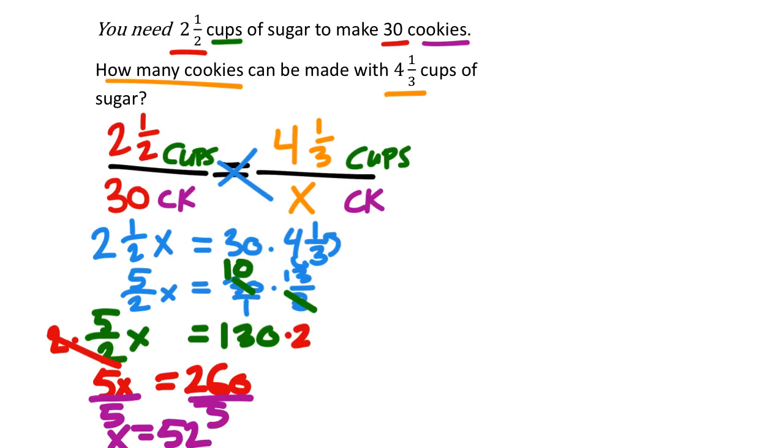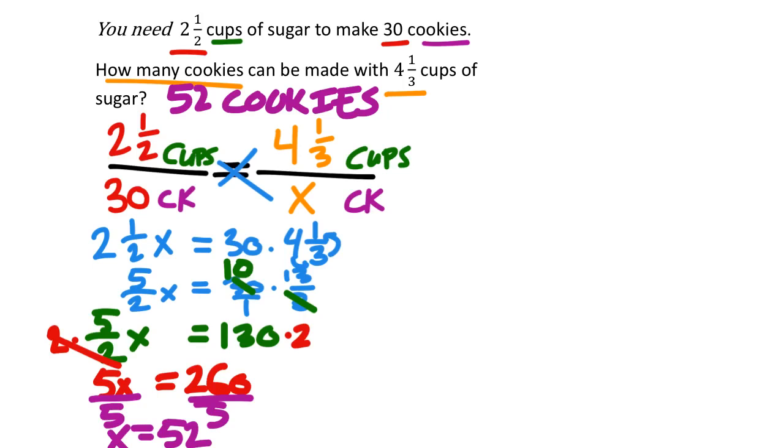Now, x is 52 as a numeric value, but remember the question is how many cookies can be made. Since it's a word problem, we need to label this. It appears that we can make 52 cookies. So don't forget to label your answers on these word problems, you guys.